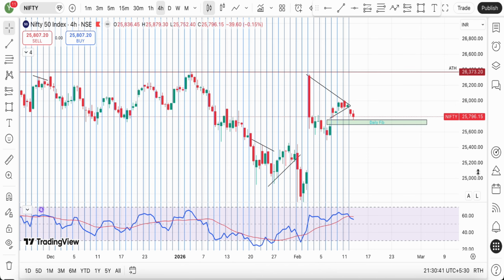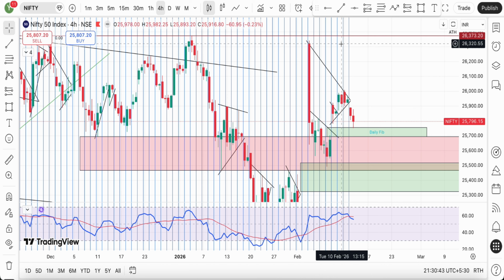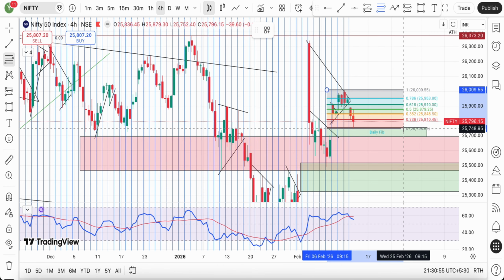On the 4 hourly chart also, we have a good swing. We have a good swing out here and out here, but then again, I believe the 0.5 fib level will be around today's day high.